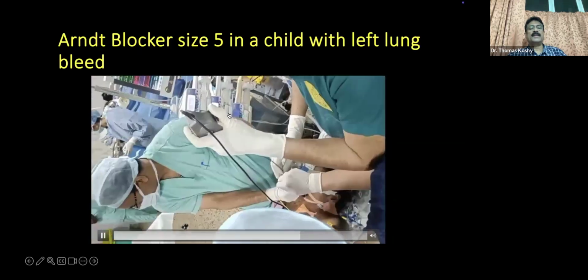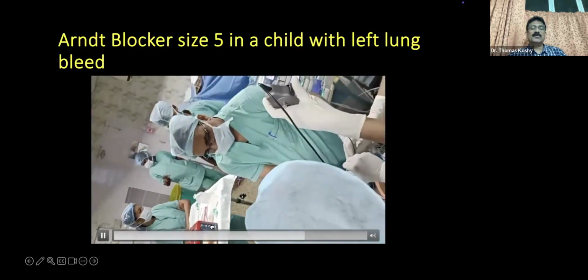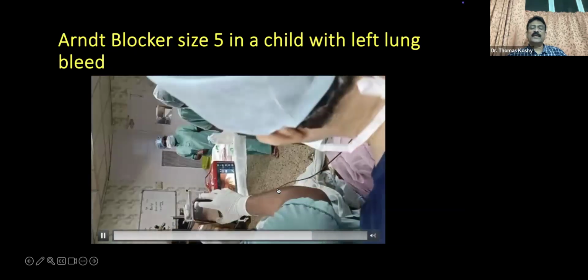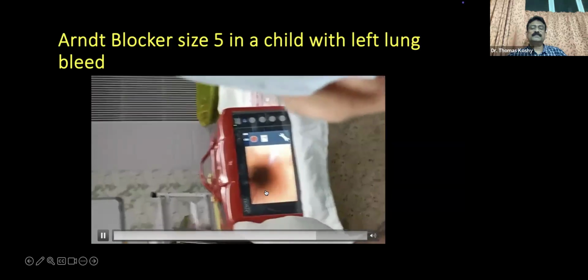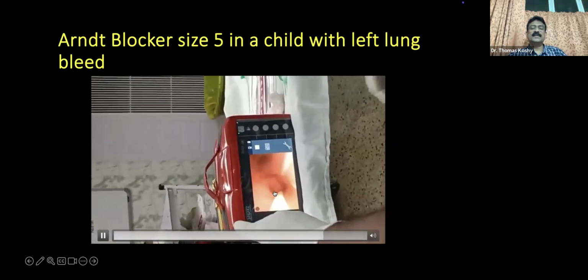So this is the control mechanism of the pediatric bronchoscope. And you have the Karl Storz monitor there. This is a very good one. Going through the endotracheal tube, I'm still inside. And you see the carina.